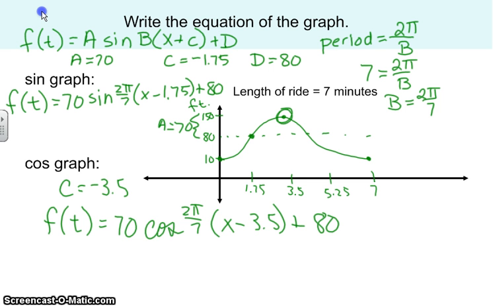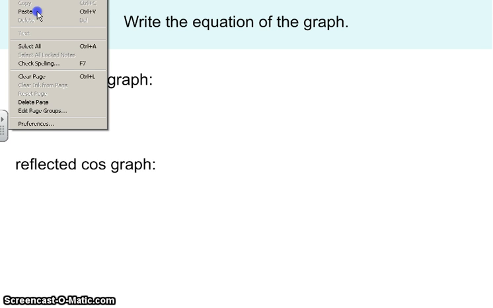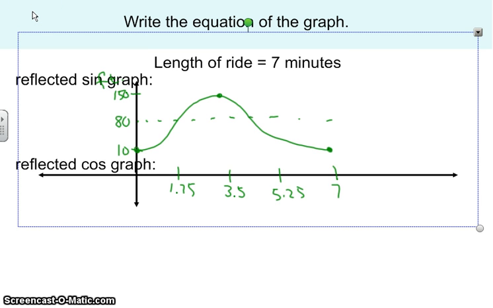So now I have two equations that will produce the very same curve. You really only need to write one, but I wanted to give you an idea how you might write different ones. And also, you are able to write reflected sine curves and reflected cosine curves. But I think that I'll do one of these, and then I'll leave the cosine graph for you. So I'm going to paste this curve back on here again because I like to be able to see my graph.